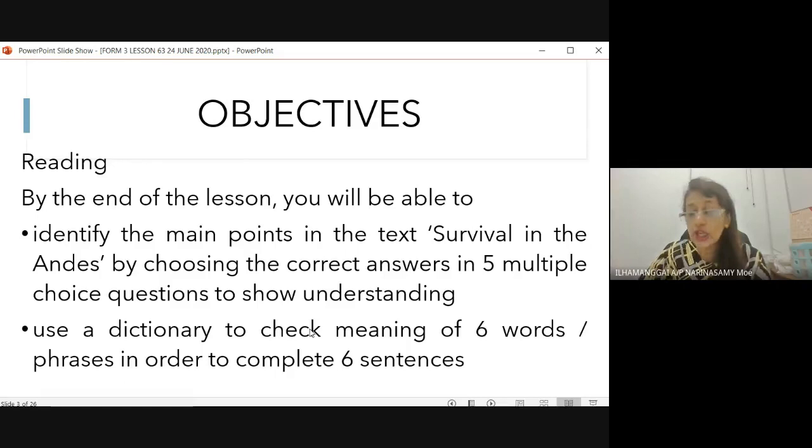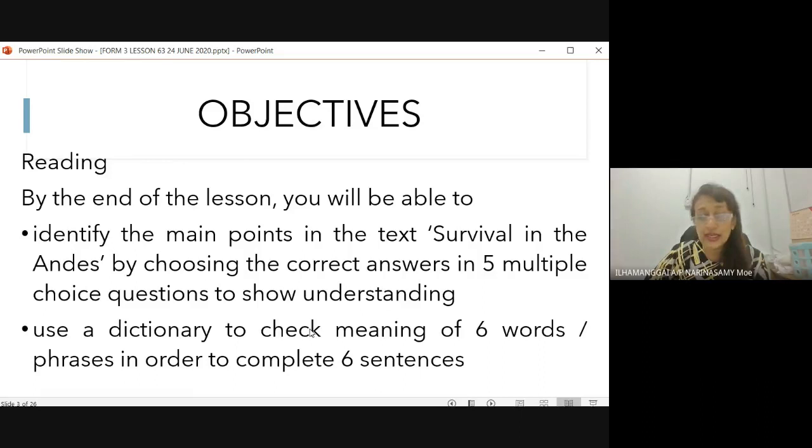You are at home, so make sure you have your dictionary with you, beside you, when we are doing one of the activities, right? You can use your dictionary. That's the beauty of being at home. Everything is at home. You can get it.